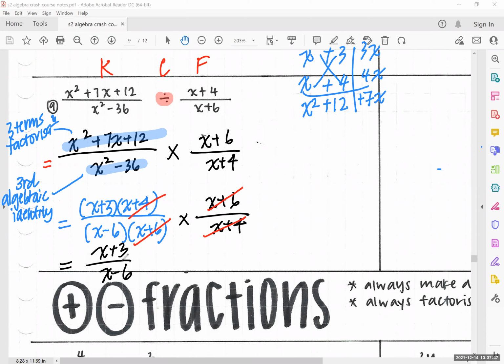So there are a lot of students that will be very tempted to cancel the x and the x and the 3 and the 6. Don't do that, okay? Because there's a plus and a minus. Okay, that's all for now.